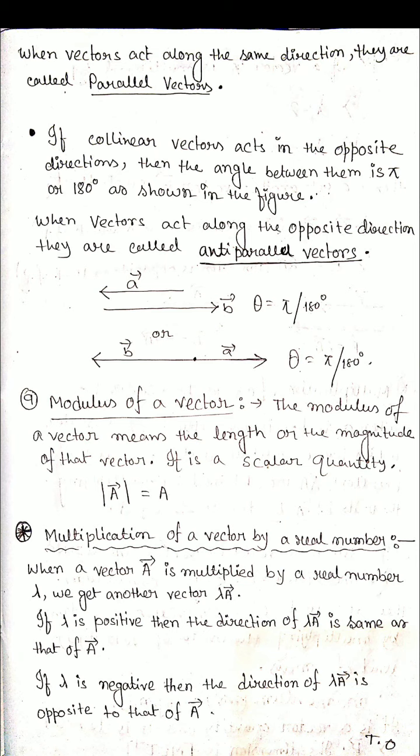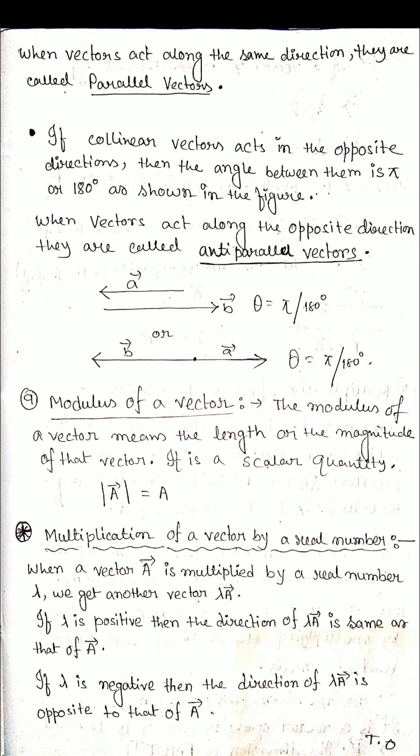Now the next topic is multiplication of a vector by a real number. If we multiply any vector with any real number, suppose lambda, we get a new vector, lambda times a vector. If we consider that as b vector, then b vector equals lambda times a vector.